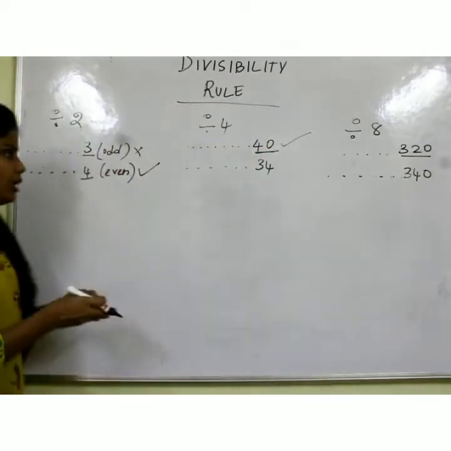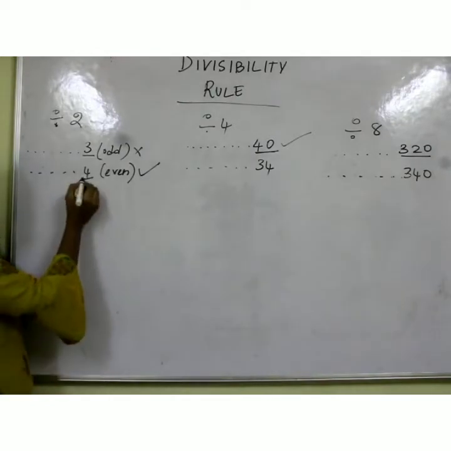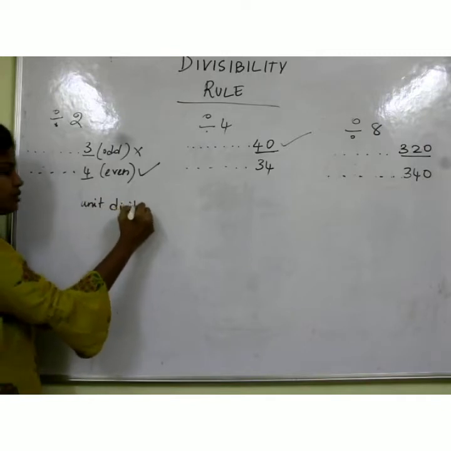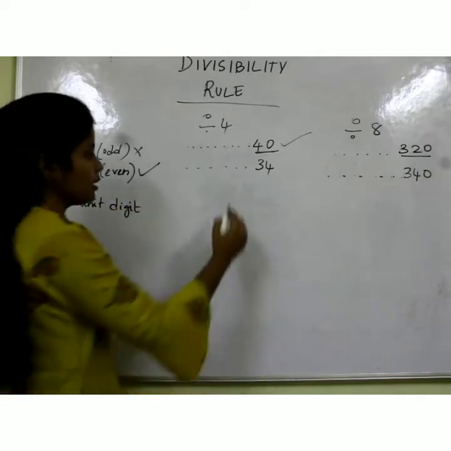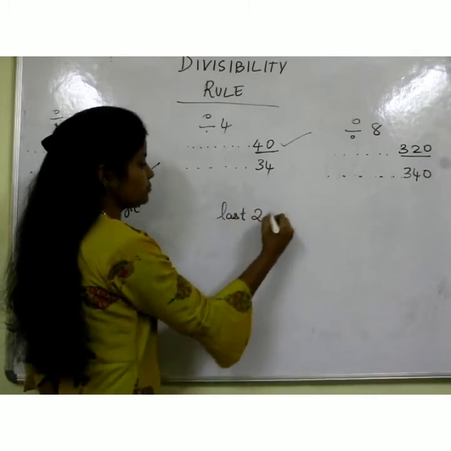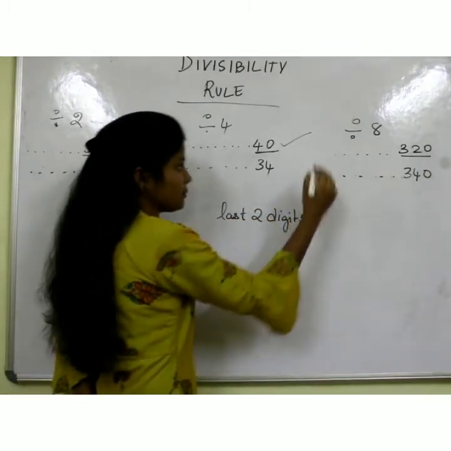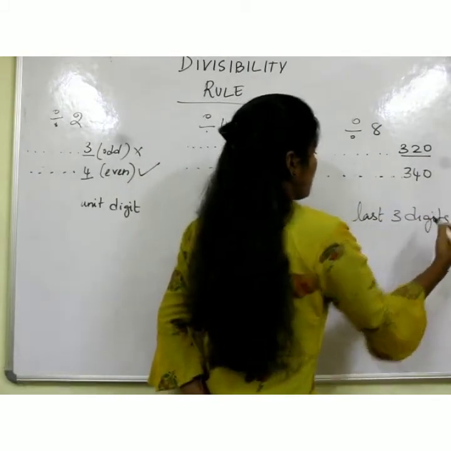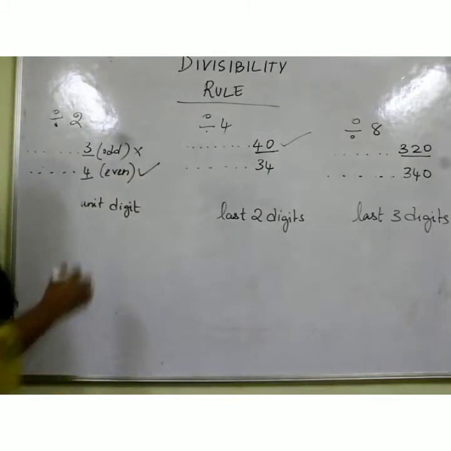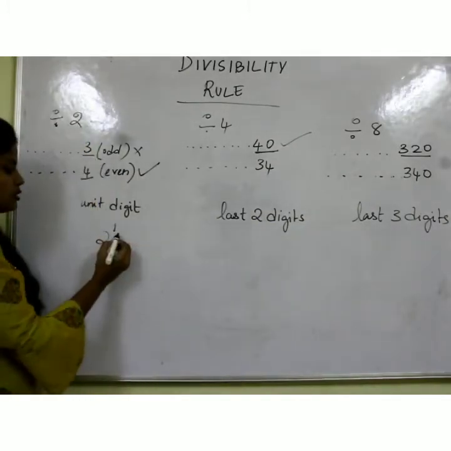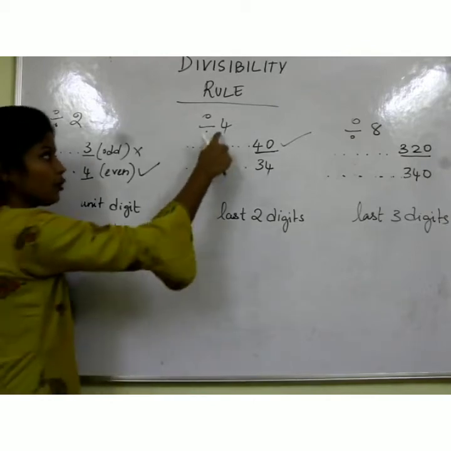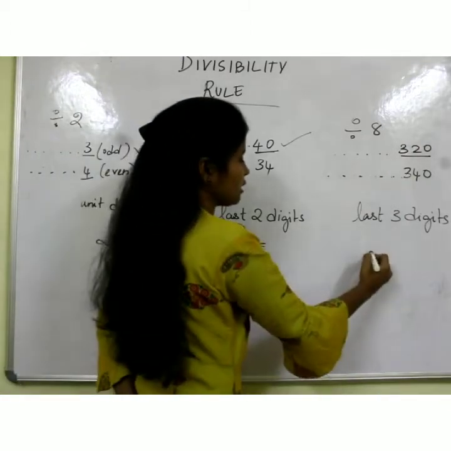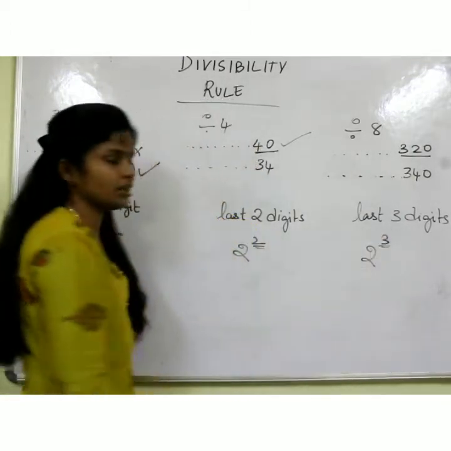If you look at it carefully, for the divisibility rule of 2, we are checking only the last digit, or in other terms the unit digit. For the divisibility rule of 4, we are checking the last 2 digits, and for the divisibility rule of 8, we are checking the last 3 digits. The one thing which is common here is 2 is nothing but 2 power 1, so I am checking only the last digit. 4 is nothing but 2 power 2, so I am checking the last 2 digits. And 8 is nothing but 2 power 3, so I am checking the last 3 digits.